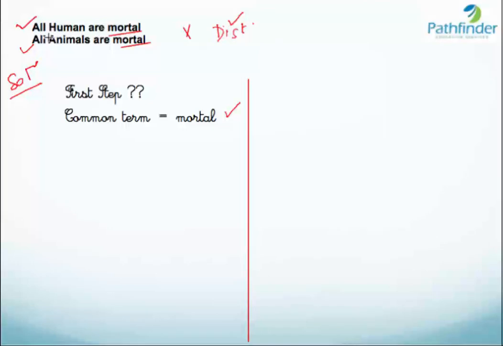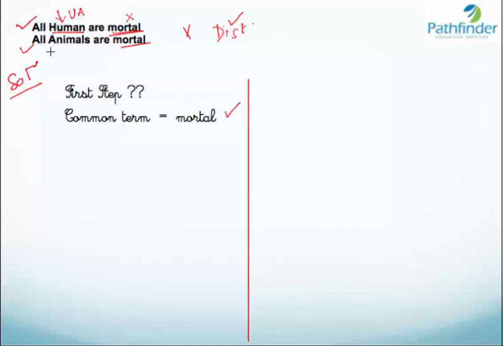Let us look at the first statement. All humans are mortal. What kind of a statement is this? This is a universal affirmative statement. And the subject is humans and the property is mortal. We know that in a universal statement, only the subject is distributed. So definitely mortal is not distributed in the first statement.